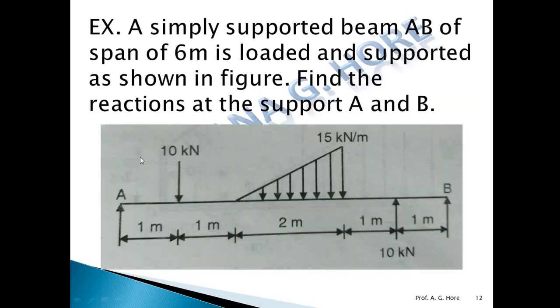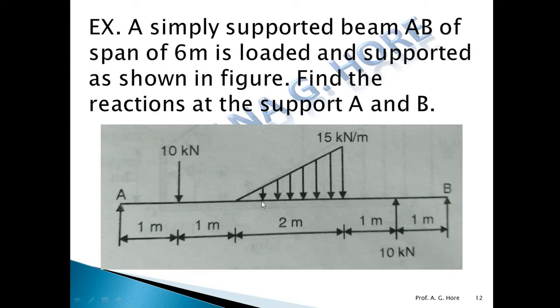Now this numerical: a simply supported beam AB of span 6 meters, span means the length of that beam, is loaded and supported as shown in the figure. Find the reactions at the supports A and B. Here A is a simple support, B is also a simple support. So this is a very simple numerical.